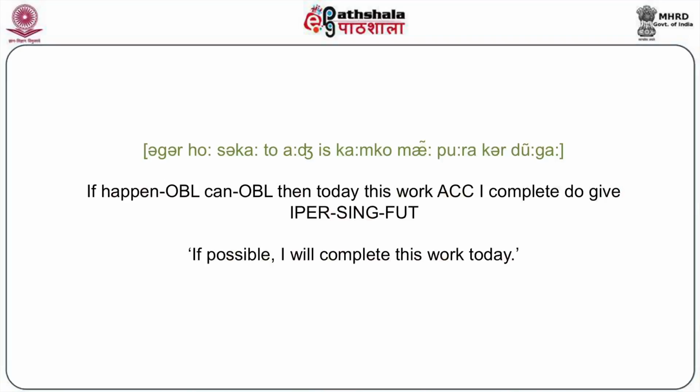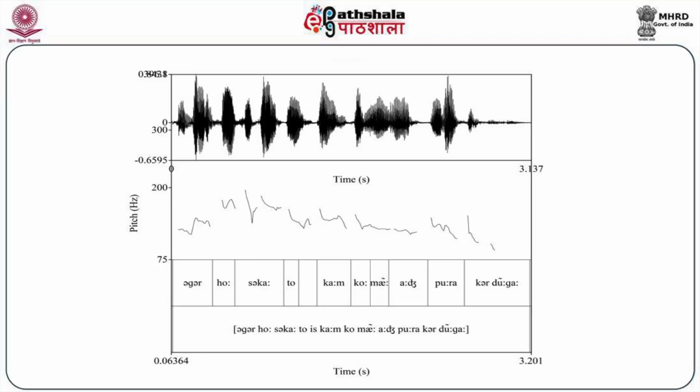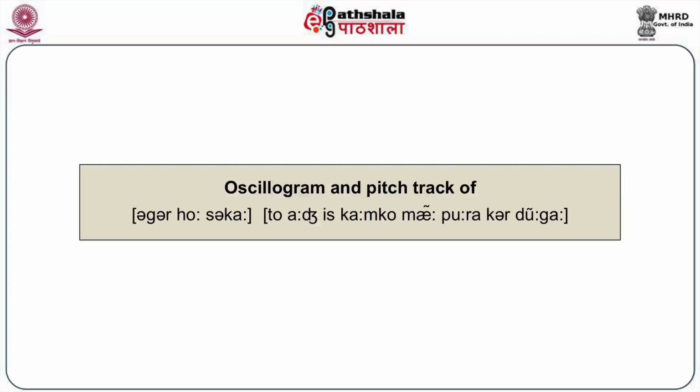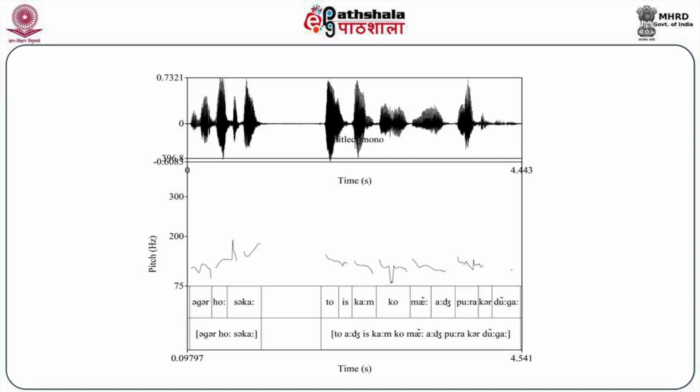अगर हो सका तो इस काम को मैं आज पूरा कर दूंगा. You notice that there are 2 tone groups. So अगर हो सका is one tone group, तो इस काम को मैं आज पूरा कर दूंगा is the other one. The longer tone group can also be said with 2 smaller tone groups, such as तो इस काम को and मैं आज पूरा कर दूंगा. Look at the production of the sentence.